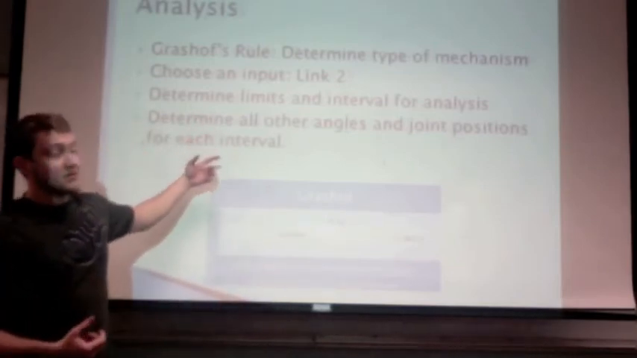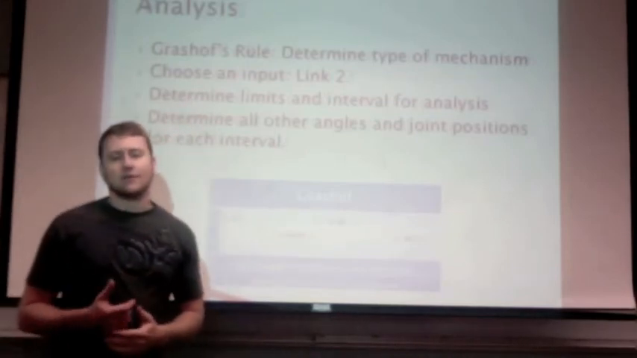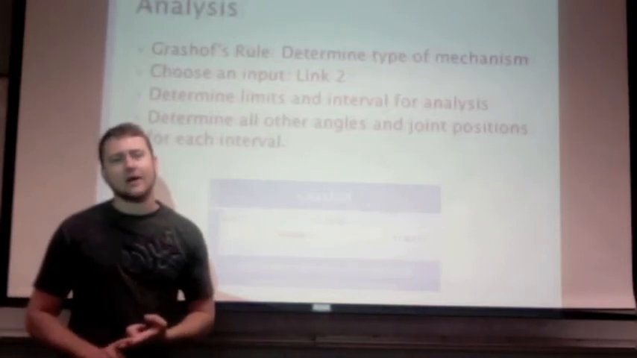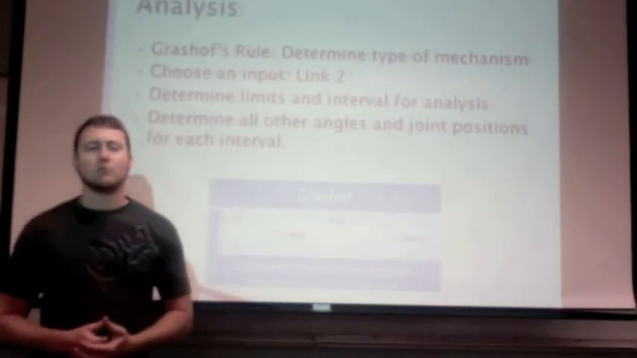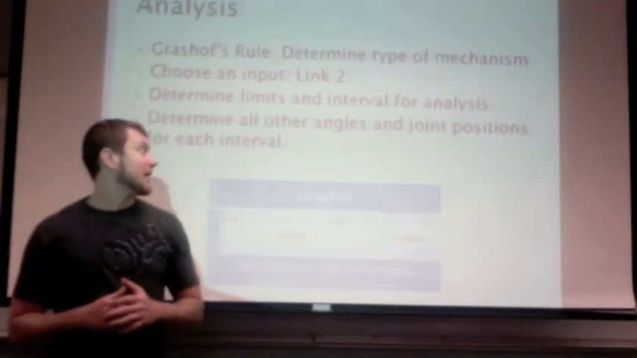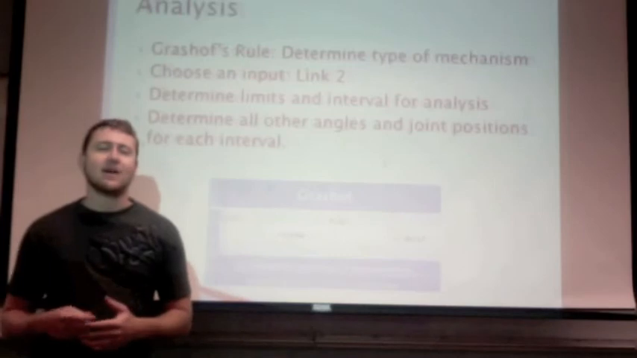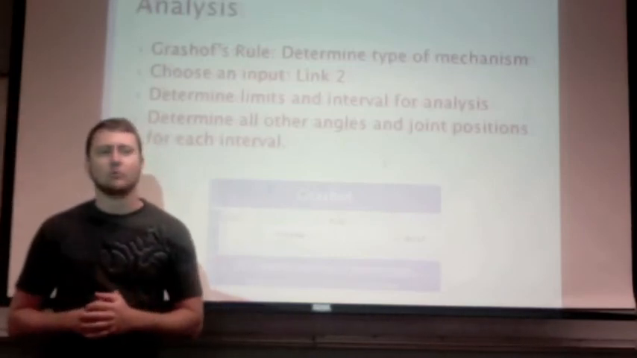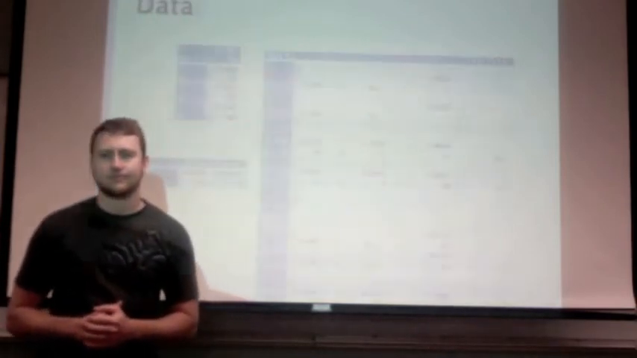We chose an input link 2 for the synthesis, and then we determined the limits and intervals of the positions that we were going to test. We chose to do 1 full rotation of the input crank, so 360 degrees, and then we did position analysis at every one of the degrees in between, so 360 individual position analyses. Once we had that, we could determine all angles and joint positions, and compare that to what was given to us to make sure that our mechanism could go through all the points.